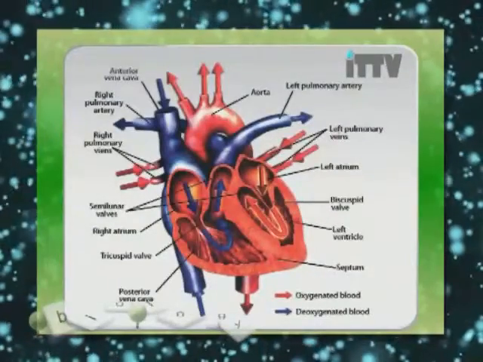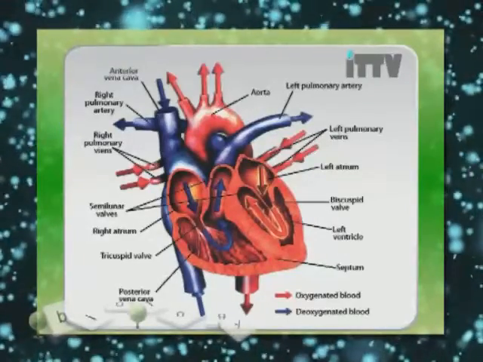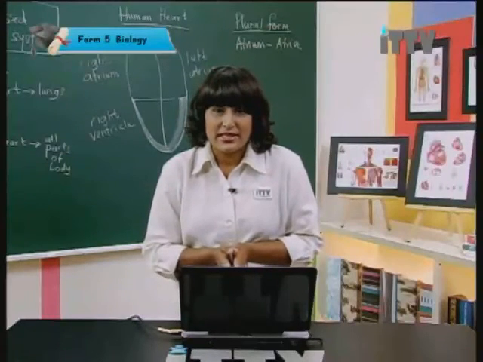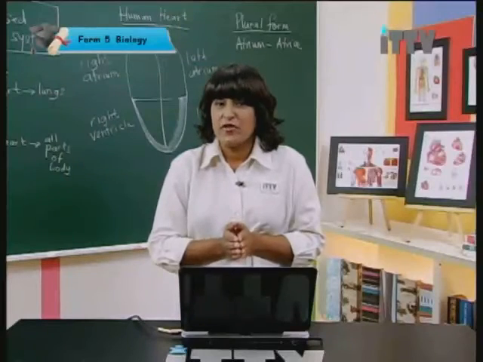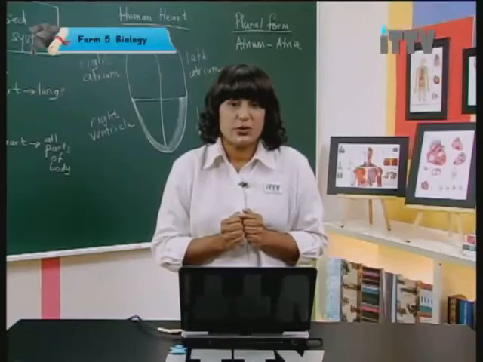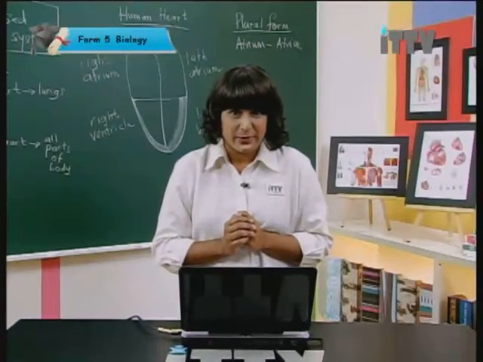Now, an important feature that you have to notice here is the wall of the right atrium is much thinner compared to the wall of the right ventricle. The reason is very simple. The right atrium only needs to pump blood into the right ventricle, whereas the right ventricle has to give a little more force so that the blood can be pumped into the lungs. Hence, the thicker wall of the right ventricle.